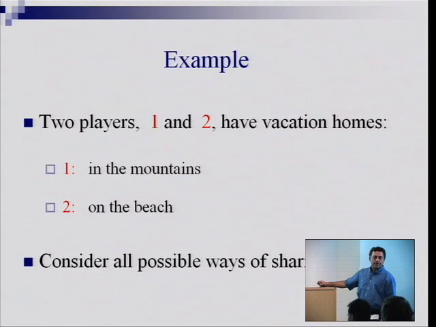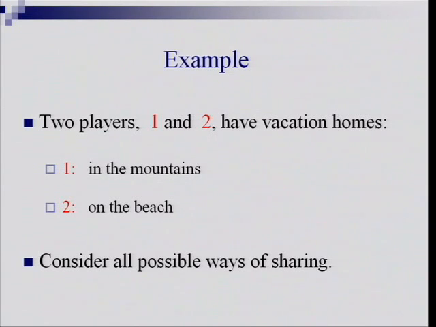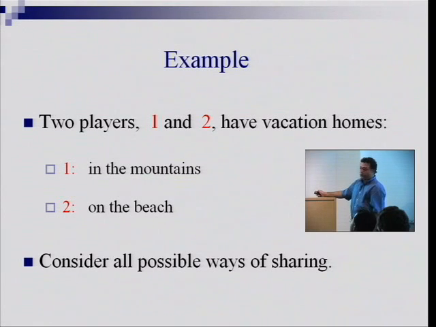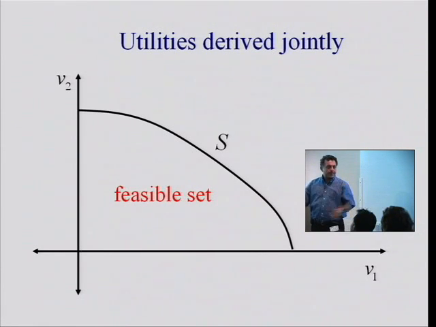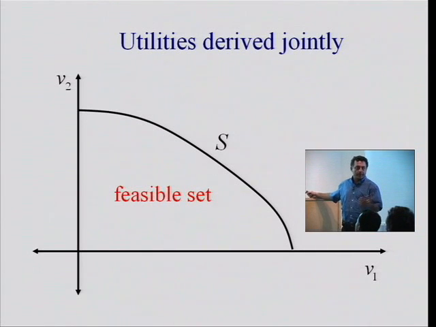Here, let me introduce the definition of Nash bargaining via a very simple example. Suppose we have two players, 1 and 2, and they have vacation homes. One has it in the mountains and 2 on the beach. And they consider all possible ways of sharing their 2 homes. And so we plot their happinesses in a 2-dimensional space because there are 2 people.